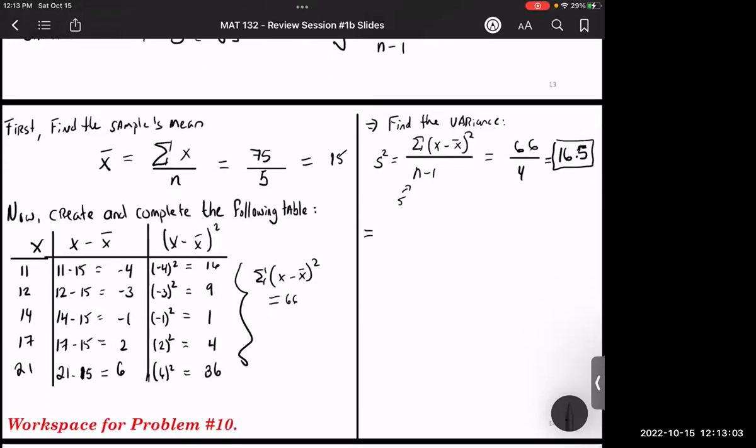Okay, now lastly, you find the sample standard deviation. The way that this is obtained is, we say s is equal to the square root of the variance. So since the variance is 66, you would need to take the square root of that value and then round it to 2 decimal places.